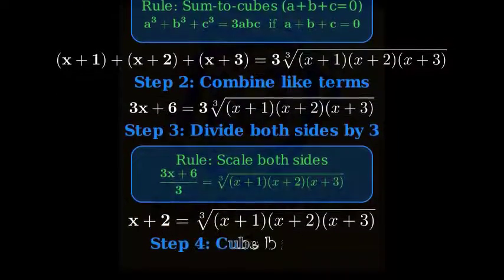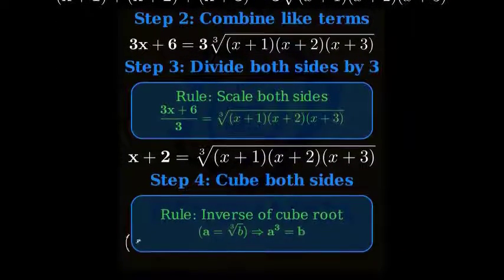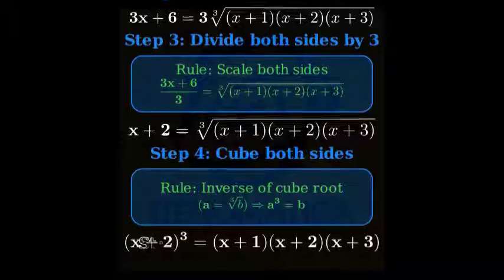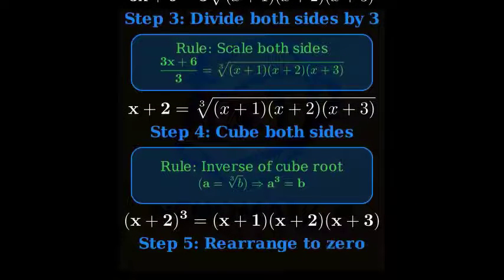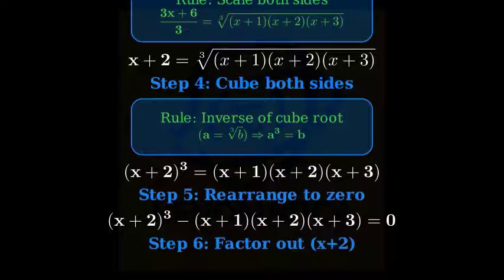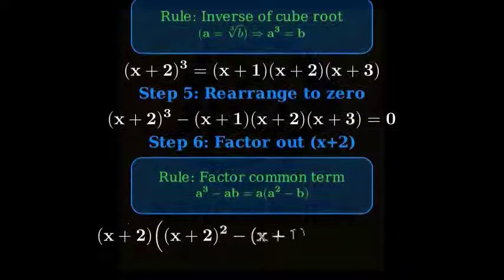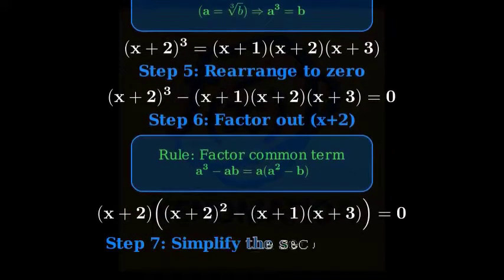Step 5. Bring everything to one side, so it equals 0. Step 6. Factor out the common factor x plus 2. Now expand the bracket. X plus 2 squared is x squared plus 4x plus 4. And x plus 1 times x plus 3 is x squared plus 4x plus 3. Their difference is 1. So the only factor that can be 0 is x plus 2. That gives x equals negative 2. Let's check it in the original equation to be sure.